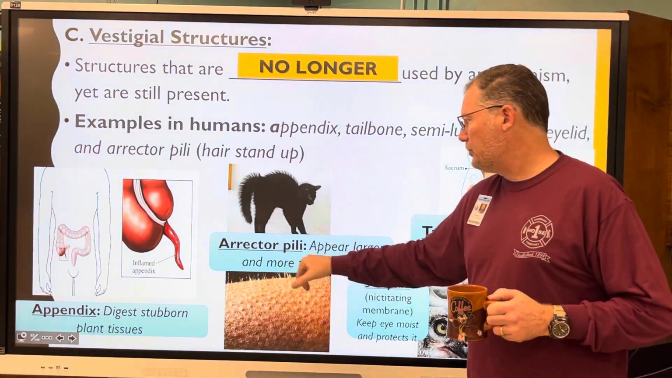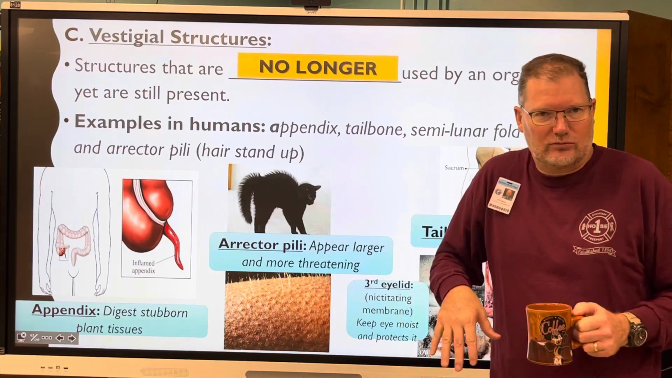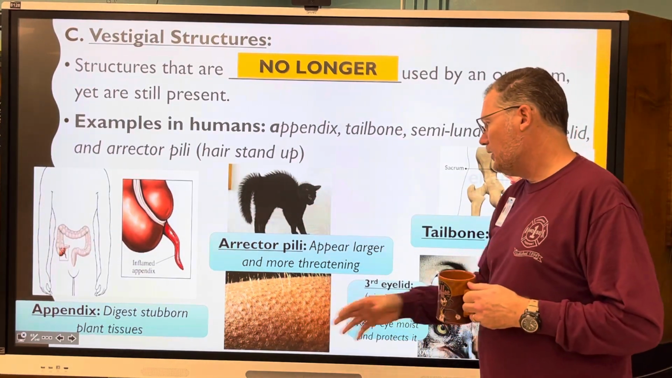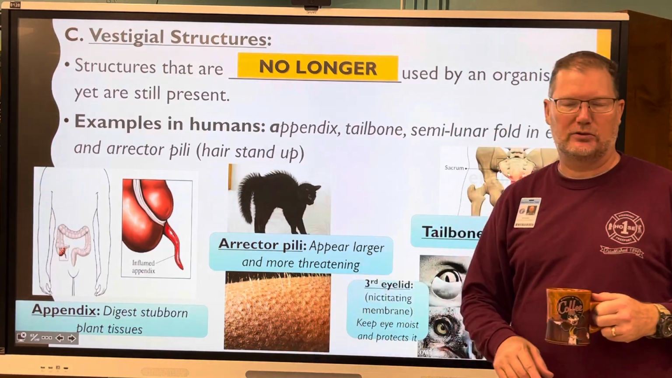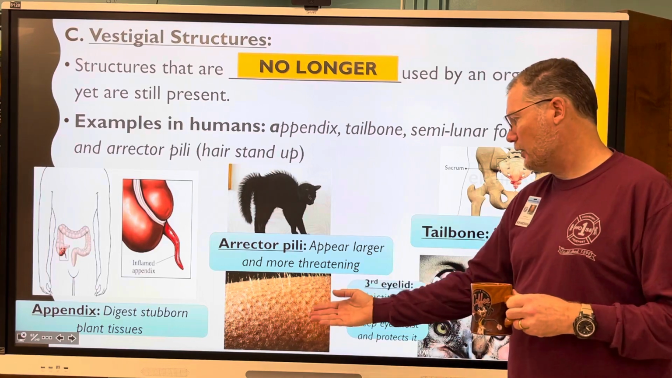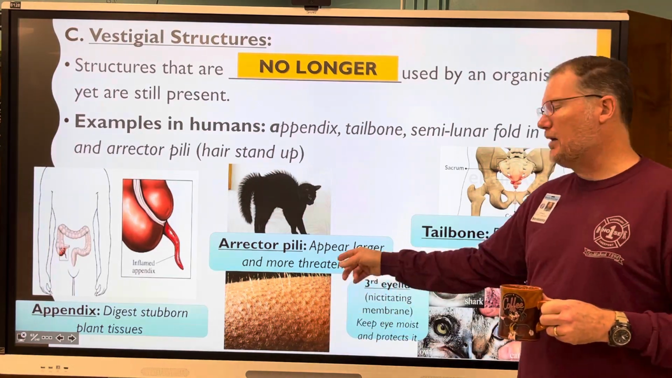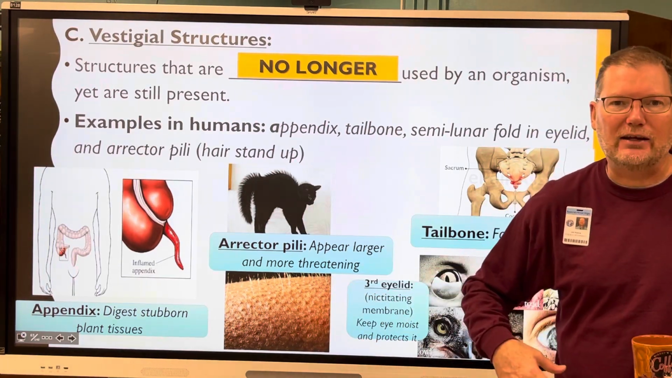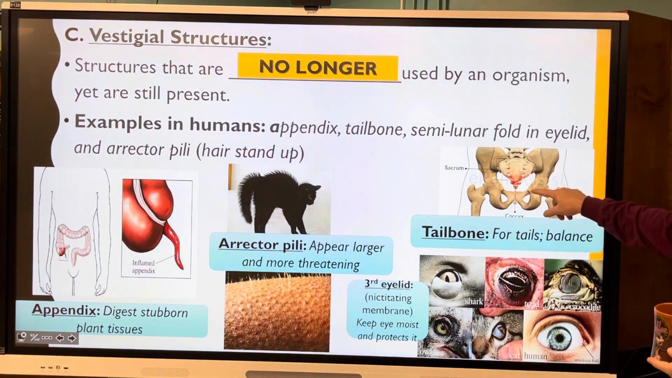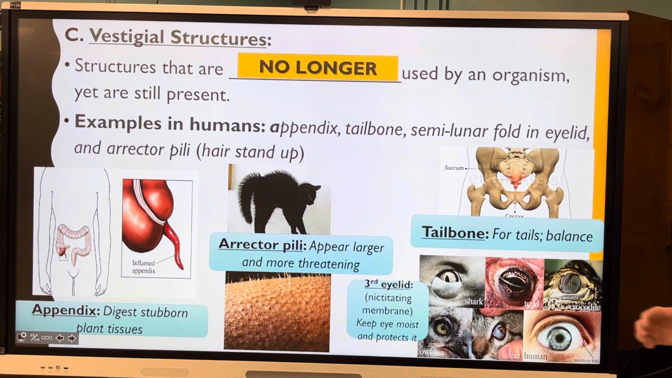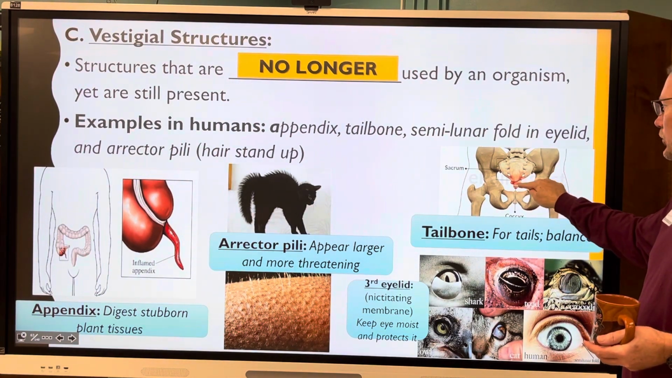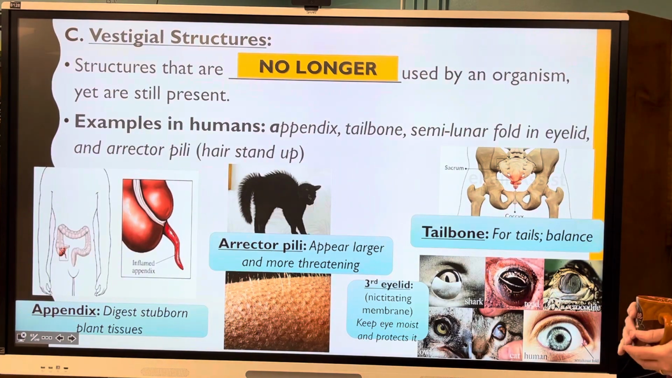This is called erector pili. You ever seen a cat's fur puff up because it's scared or angry? That's the same mechanism as goosebumps on our skin, to make us appear larger and more threatening, but we don't need that anymore. Tailbone, for tails, and tails are for balance. If you removed that, it wouldn't affect us at all.